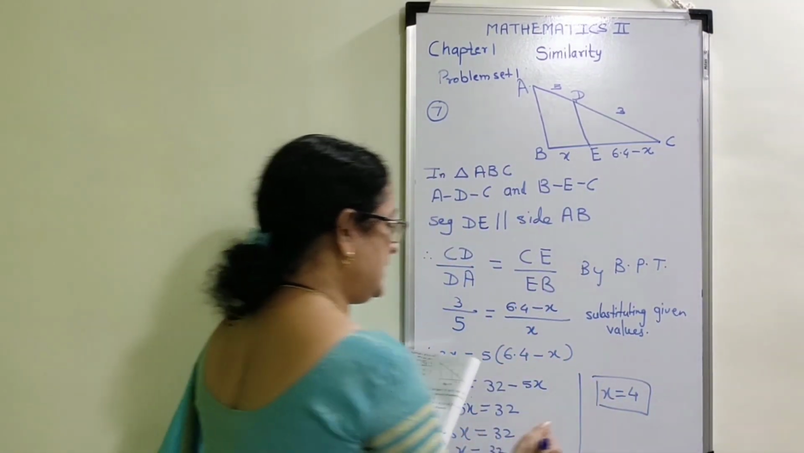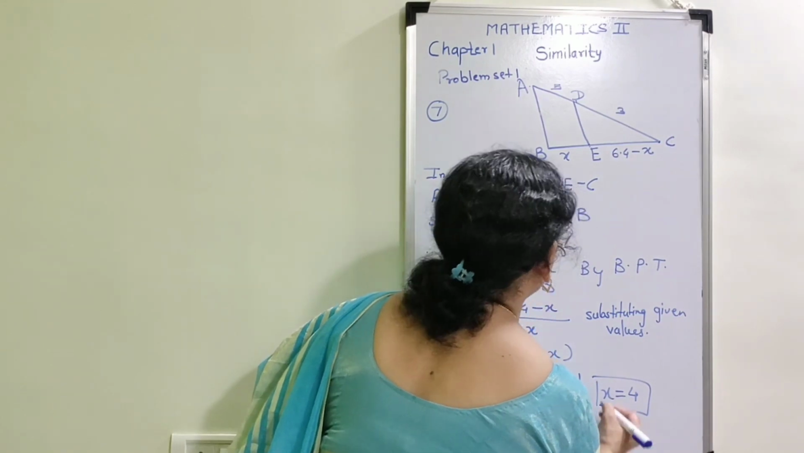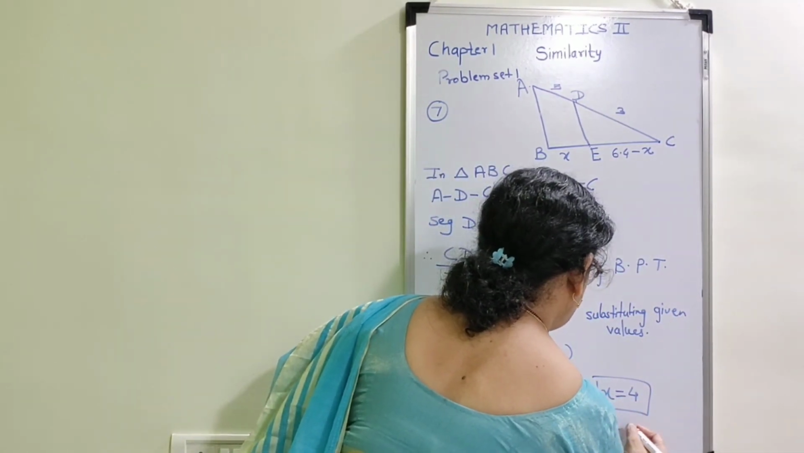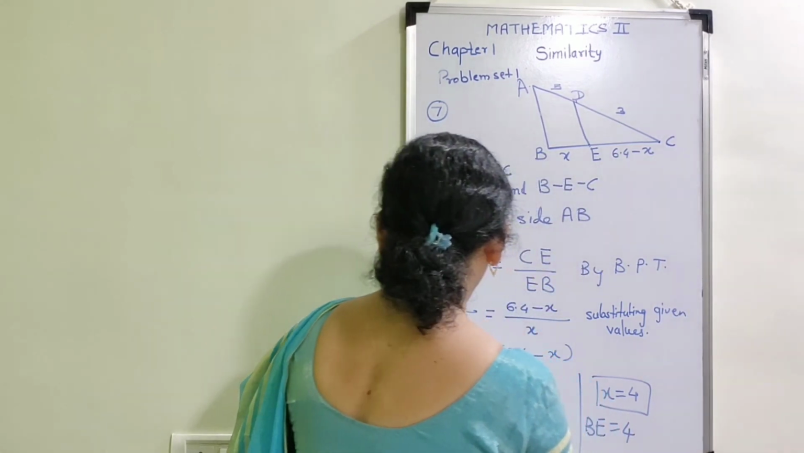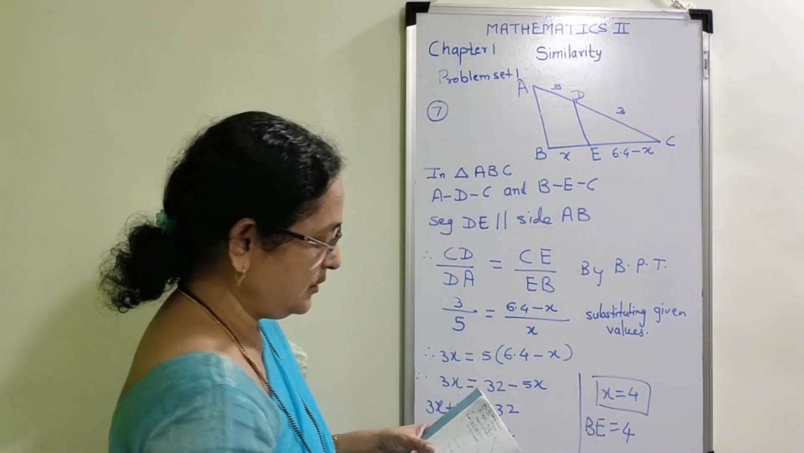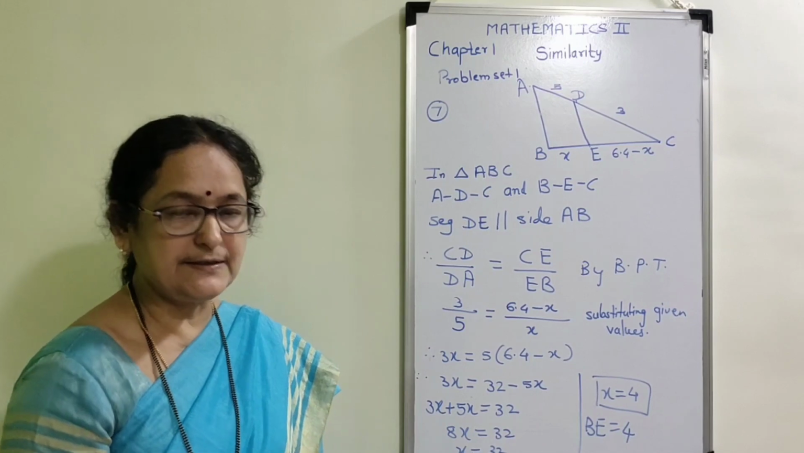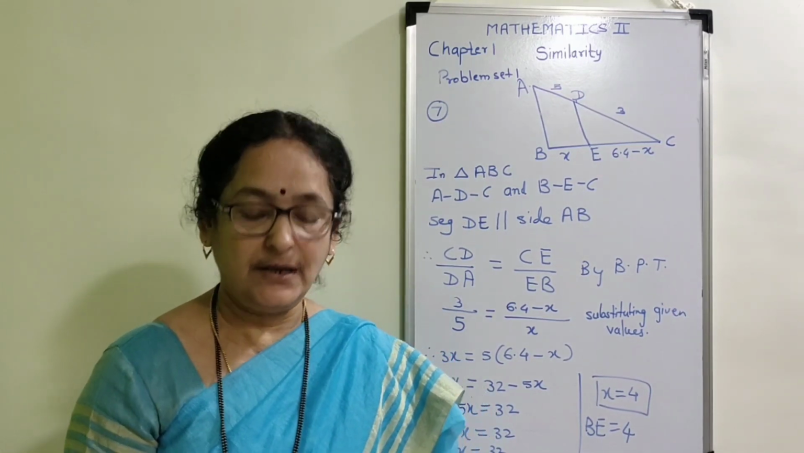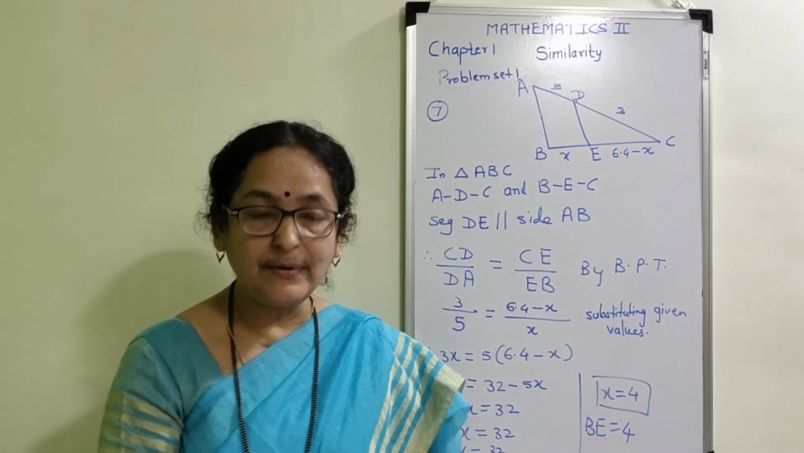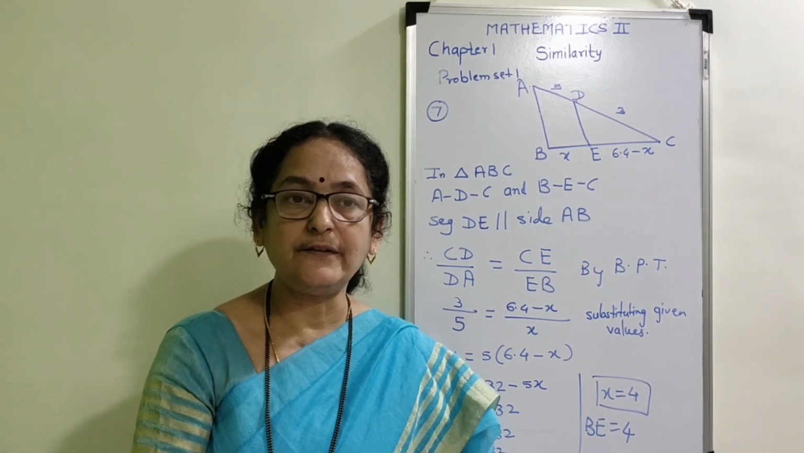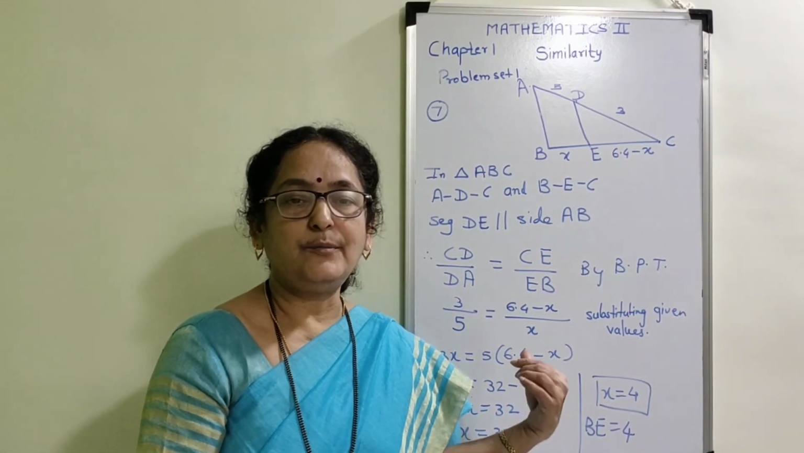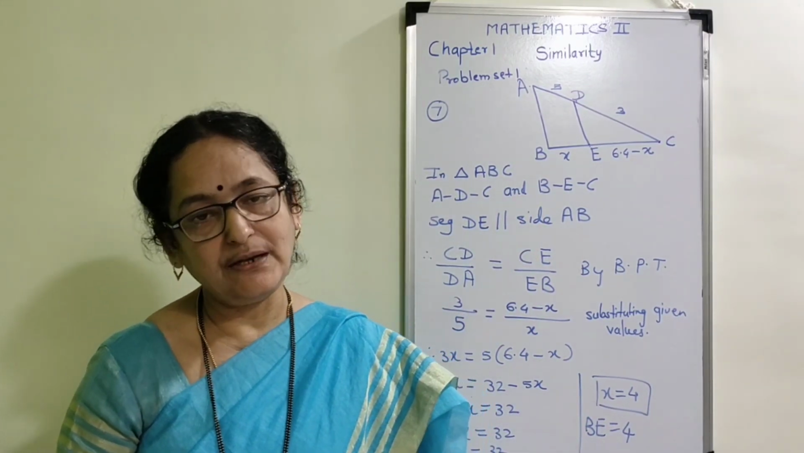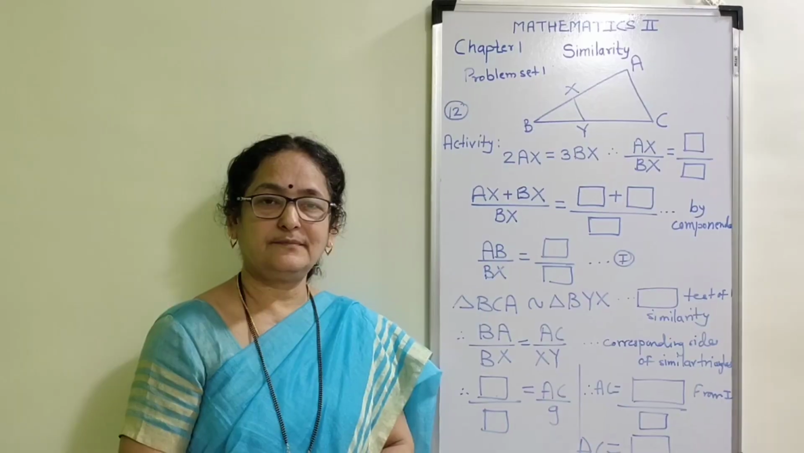The length of BE, they have considered BE as x. BE is equal to 4. Since units are not given, if you write units, then also you are correct. Now we are going to complete example number 12, which is also given as an activity. I am going to write the entire activity on the blackboard and then we will complete the example.